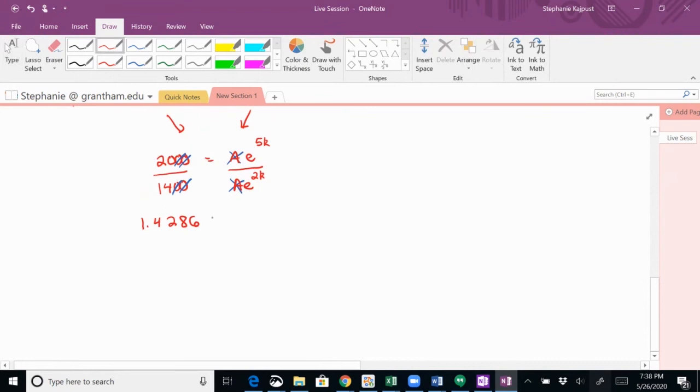Now on the right, the A's canceled. And now we have this trick. It's not really a trick. We're still following the rules of exponents, where if you have the same base and you're dividing, you subtract the exponents. So we'd have 5k minus 2k. So 5 minus 2 is 3. This leaves us with e to the 3k.